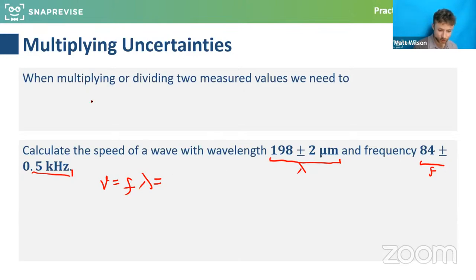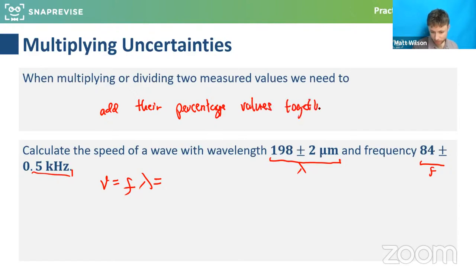So we're multiplying or dividing two measured values. We need to add their percentage values together. Okay, so now we're in a position to have a go at this example properly. So maybe first of all, we can just do the normal calculation. We have a wavelength, which is 198 micrometers. So it's 198 times 10 to the minus 6 meters.